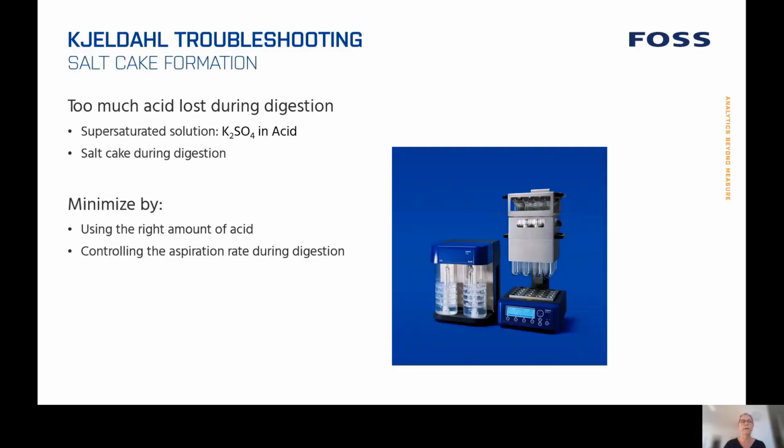If you have a salt cake formation in the tube, that means that you have lost some acid during the digestion step, and you will have a supersaturated solution in the tube. This can be minimized by using the right amount of acid. For example, again, if you have a high fat sample, use more acid because the fat will consume some of the acid during the digestion. You should also control the aspiration rate during the digestion.